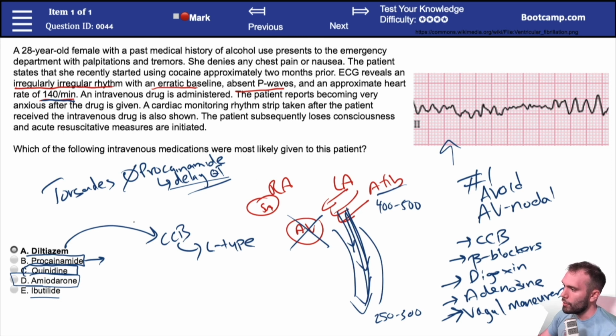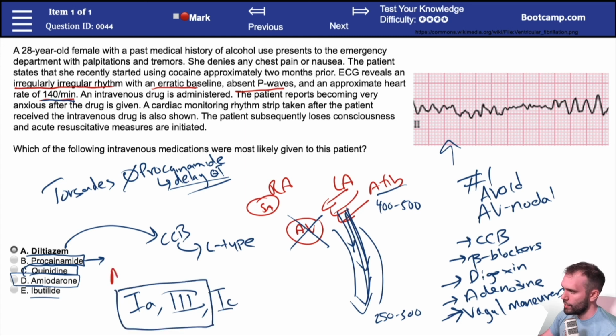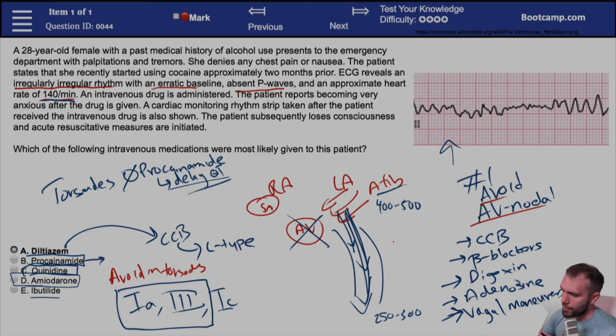So in general, the safer play in this patient specifically would be a class 1A or class 3 antiarrhythmic, or you can even say a class 1C would actually work as well. But the 1As and the 3s are the ones that you would avoid in torsades or QT prolongation, whereas you would avoid the AV nodal blocking agents in this patient with an accessory pathway in AFib.